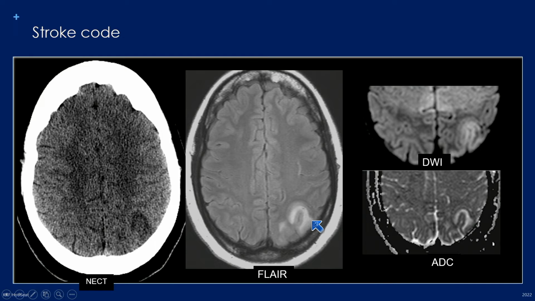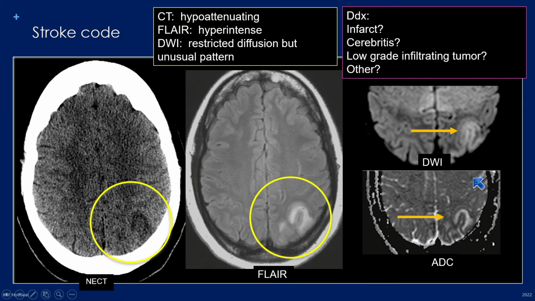There's a lot of white matter abnormality here. And there is restricted diffusion. We see that the ADC values are dark, the DWI is light. So we're thinking, what is this unusual looking stroke? This isn't a classic arterial distribution.